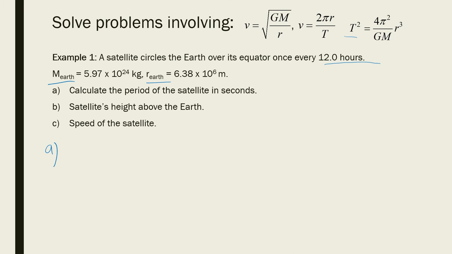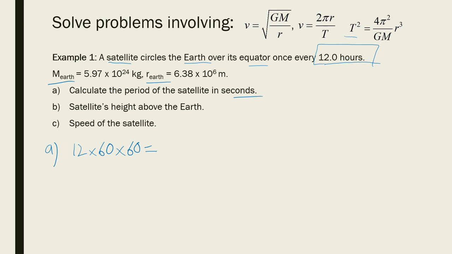We're given the period of the satellite because it tells us that the satellite circles the Earth over its equator once every 12 hours. So it circles around every 12 hours, completes an orbit in 12 hours. So part A, we want it in seconds. So we want to go from 12 hours into seconds. So 12 hours is going to be 60 minutes, and then each minute will have 60 seconds.